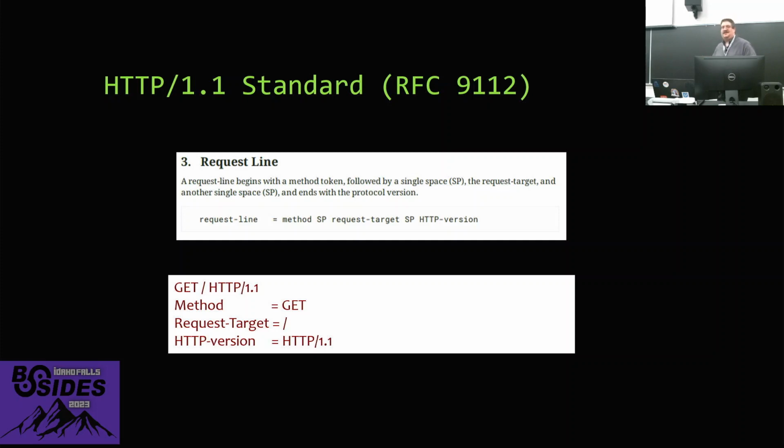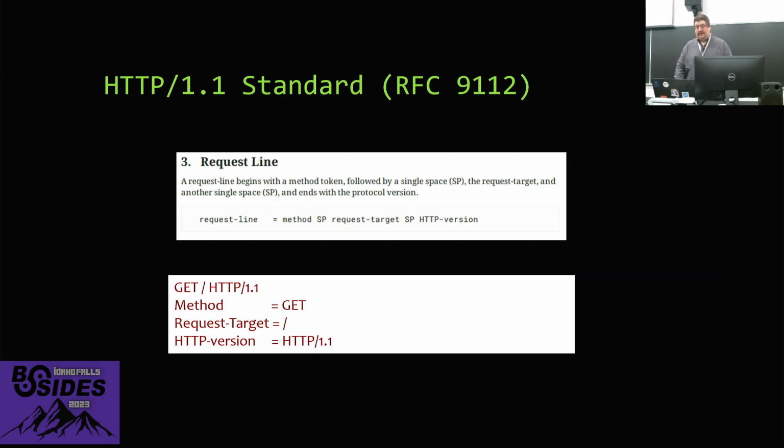We'll show for that first line, the request line, what it does. The request line has the method, SP, which is just a space, then the request target, and then the HTTP version. So from that GET / HTTP/1.1, GET would be the method. The request target is just that /, which is looking for the home page, the index page, the default page. And then you have the HTTP version, which is HTTP/1.1.